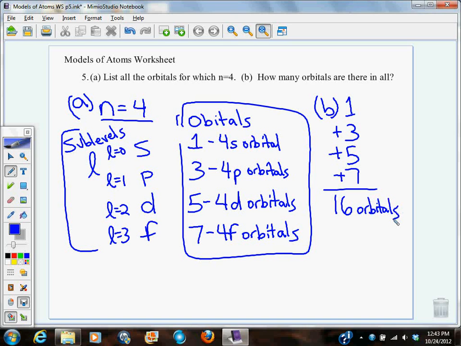a surprise, because if I asked you how many electrons there could possibly be in the fourth energy level, the answer would be 32 electrons, because it's 2 to the n squared. Remember, it's 2 to the n squared for the number of electrons. So 4 squared is 16 times 2 would make 32. So it is not a surprise to actually get 16 orbitals at this point.